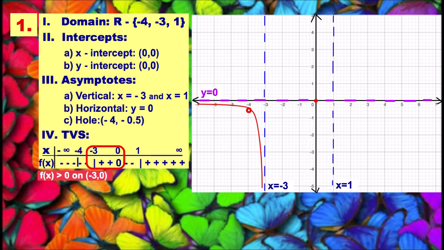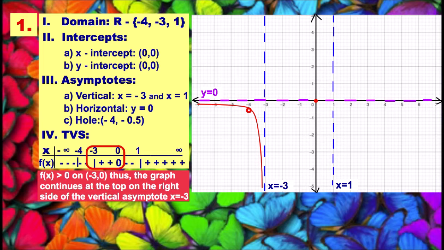f of x is greater than 0 on open interval (-3, 0). Thus, the graph continues at the top on the right side of the vertical asymptote, x equals -3, dropping towards the origin. Just like that.